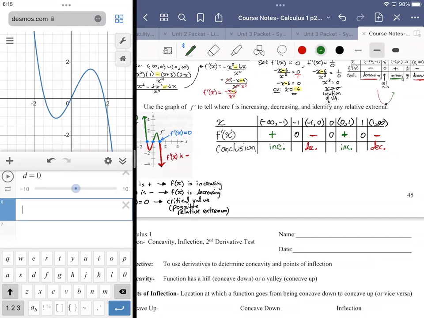When there's a transition from increasing to decreasing, that shows a relative maximum. A transition from decreasing back to increasing, assuming it's a smooth, continuous function, would be a relative minimum. And then any transition that goes, for a smooth continuous function, from increasing back to decreasing, so high then low, going up then coming down, that would be a relative maximum.